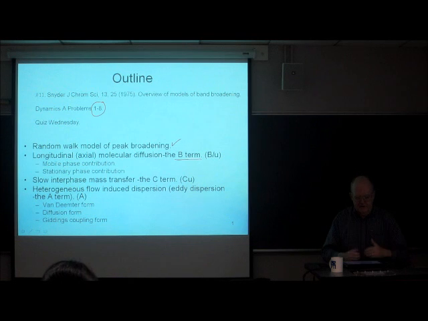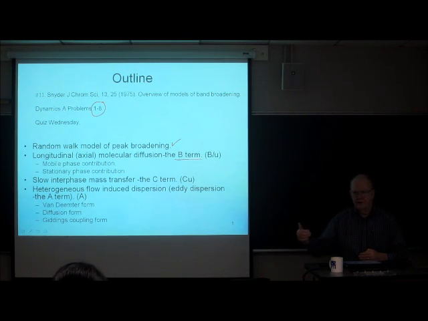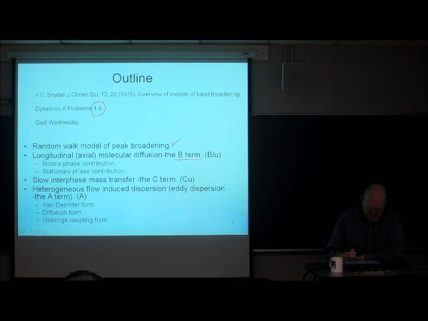They happen independently. So first we'll deal with the mobile phase, longitudinal broadening, B term, and then we'll do the stationary phase, longitudinal broadening, B term. We'll add them together, we'll get the total B term by adding them together. So that one's the easiest to deal with. We'll start with that one.